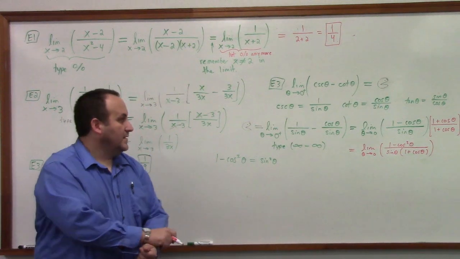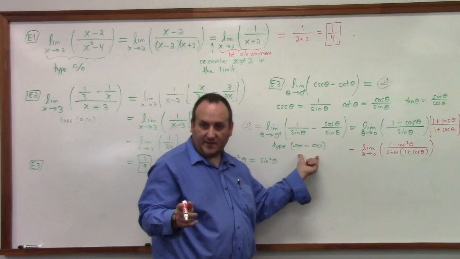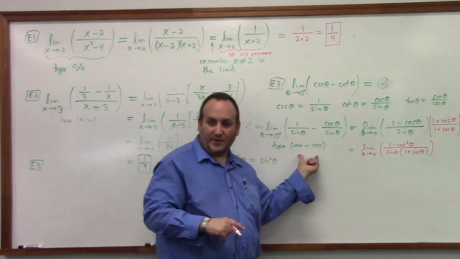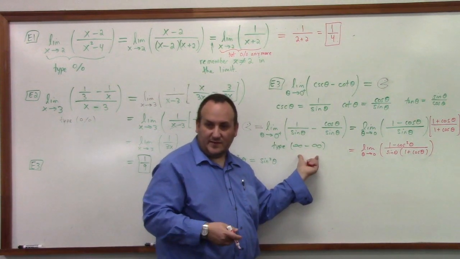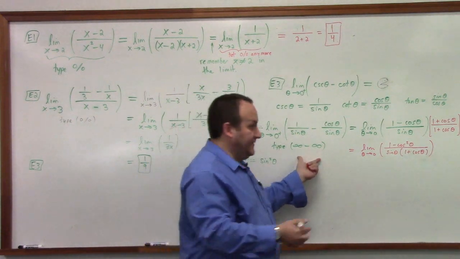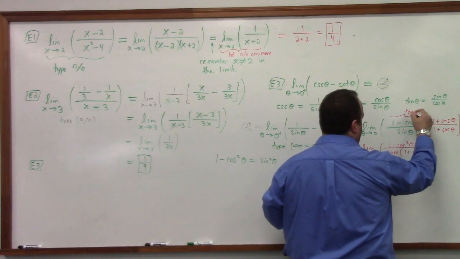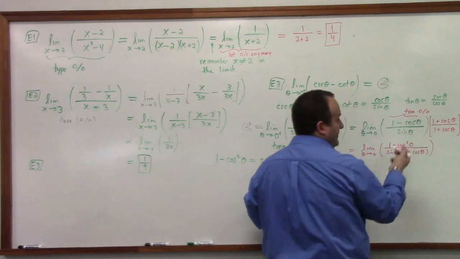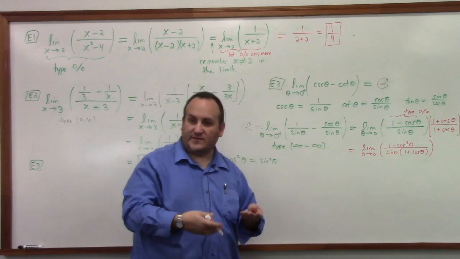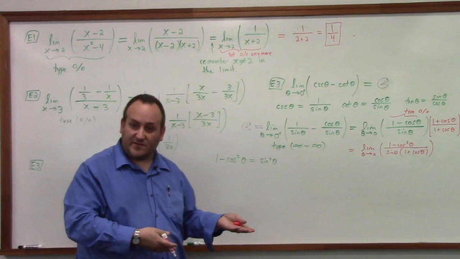See, we went from type infinity minus infinity. We did an algebra step, and what happened? Did it make it not indeterminate? No, it just changed the type of indeterminacy. This is type 0 over 0, because 1 minus cosine is 1 minus 1 as theta goes to 0. The numerator goes to 0, the denominator goes to 0. It's type 0 over 0.